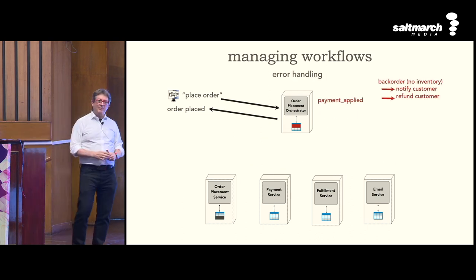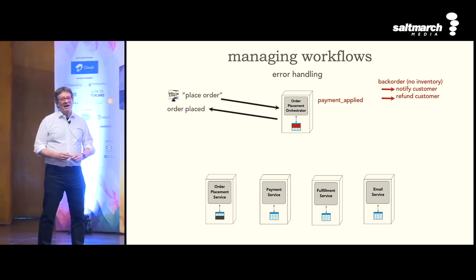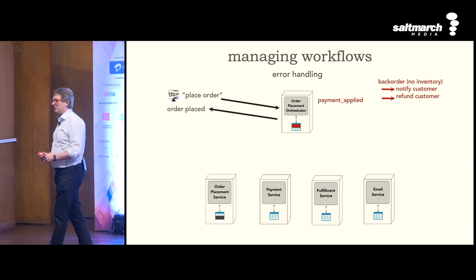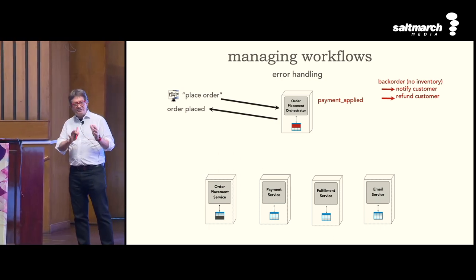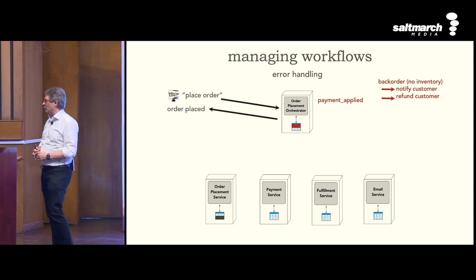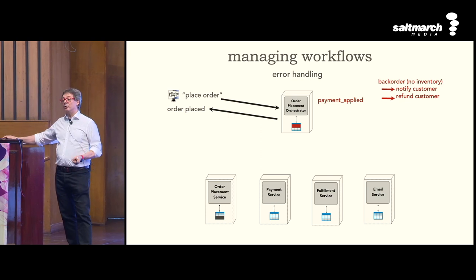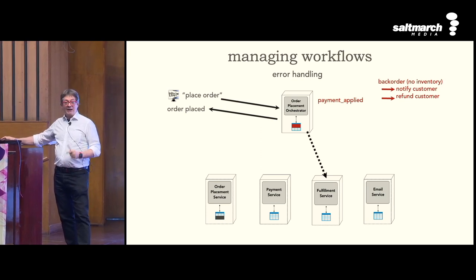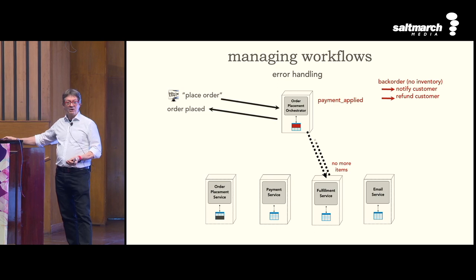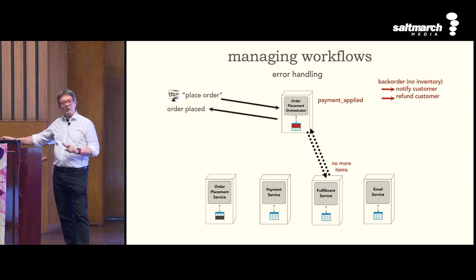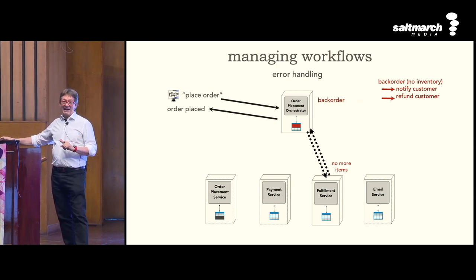But I want to look at a couple of error conditions and boundary conditions here, because that always exposes the weak spots of these kind of workflows. What about the case where I am backordered? Well, I'm already in the payment applied state. Now when I go to fulfillment, it tells me, hey, sorry, we're out of that. No more items. Well, now I have to go to my orchestrator, and now I'm in the backorder state.